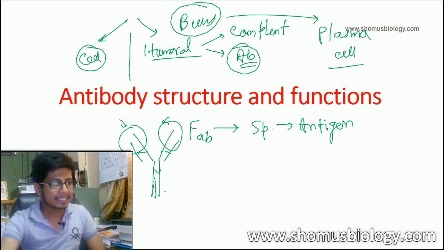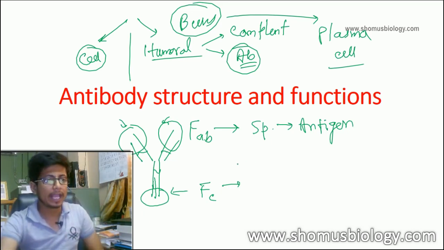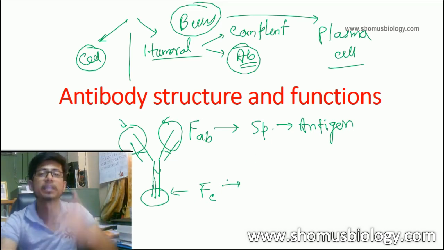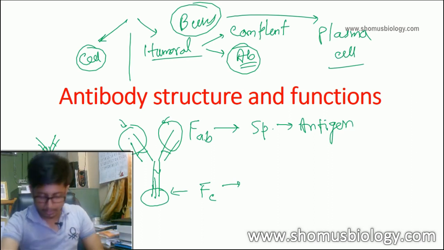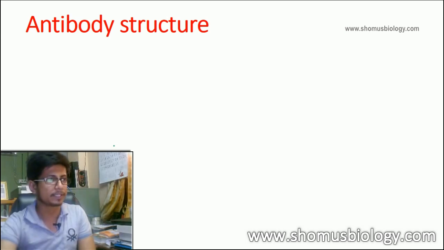Okay, and there is this portion at the bottom known as FC portion. With the help of this FC, they interact with the cell surface receptors of our immune cell. For example, B cell has this receptor. With the help of this FC region, antibody can easily bind with that receptor in this fashion. So you will see a lot of antibody attached to the surface of B cell with the help of these FC interactions. Now let's look at the structure in a little bit more detail.